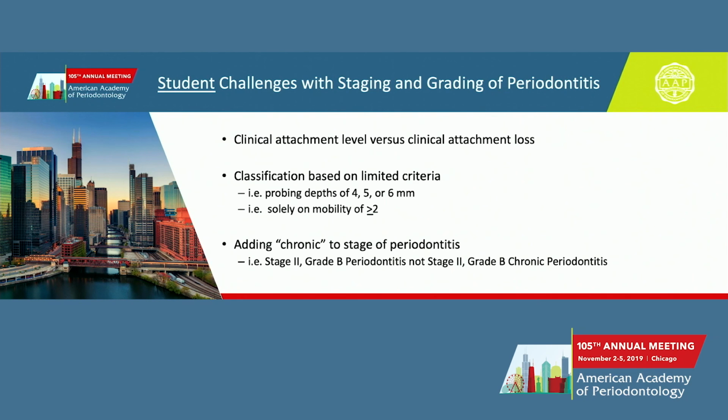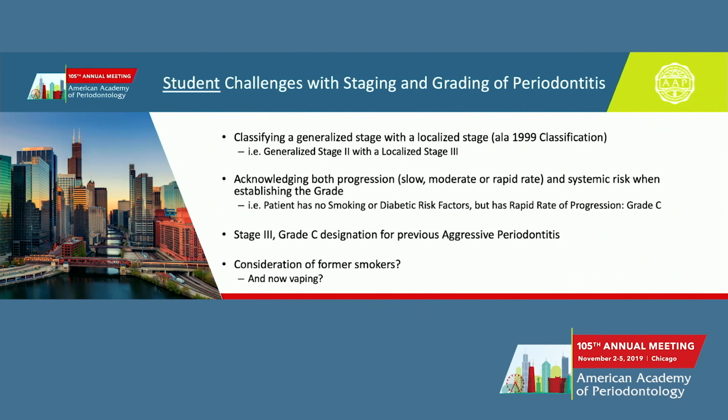And they're still adding chronic, especially our D3, D4s who learned 1999. They may say, I have a stage 2 grade B chronic periodontitis, so we remind them to take that chronic out of there. They're still wanting to do a generalized stage with a localized stage like 1999, so we're trying to break them of that habit a little bit.